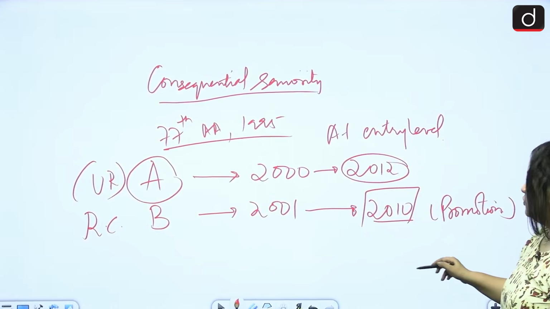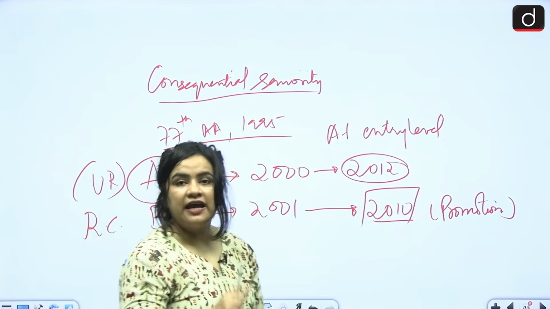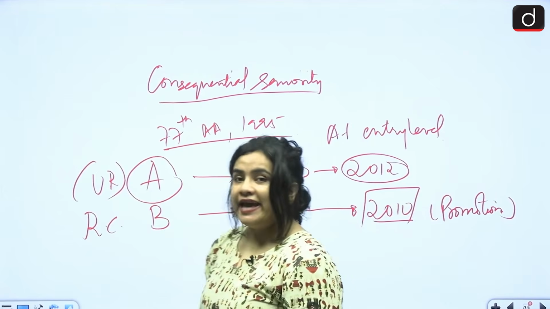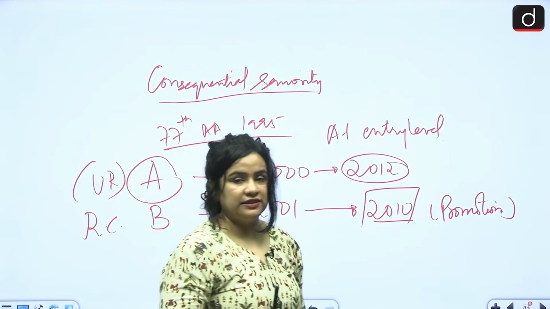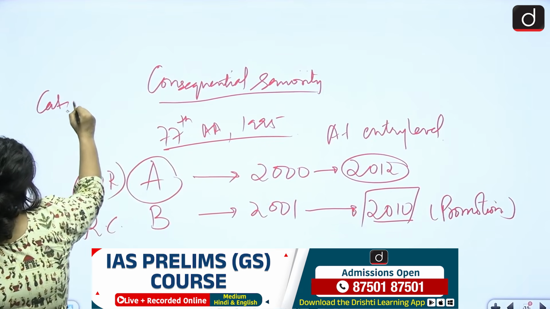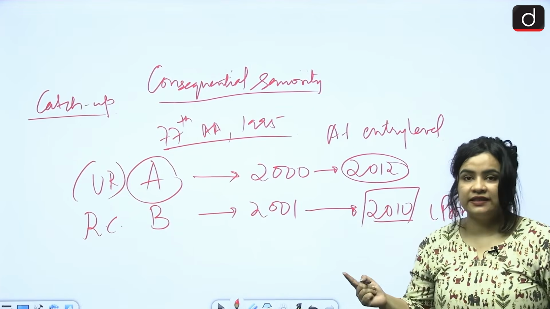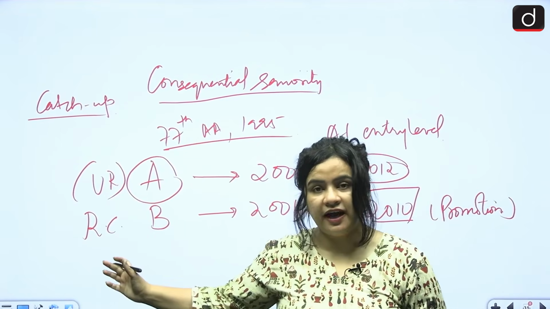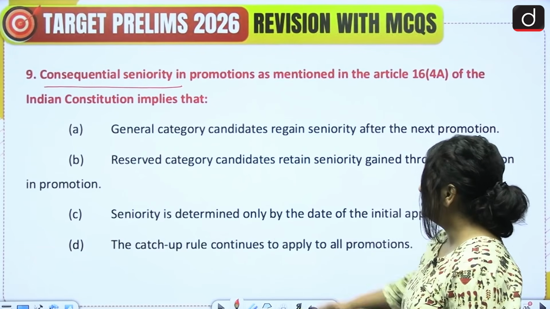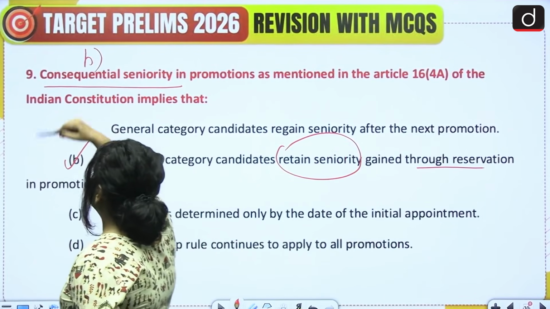Who is considered to be senior now? This candidate B, who was promoted earlier, is going to be considered senior and is going to retain his or her seniority over candidate A, who was earlier senior to him at the entry level. This is the whole idea of consequential seniority. Earlier, there was a rule called the catch-up rule. And according to this rule, the unreserved category candidate would regain their seniority even if the reserved category candidate was promoted earlier. So that was the catch-up rule. Now that has been done away with. And here we can see reserved category candidates retain seniority gained through reservation in promotion. So option B is our correct answer.